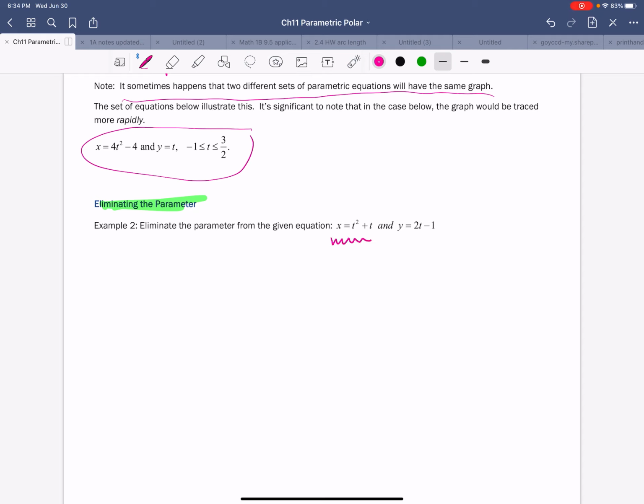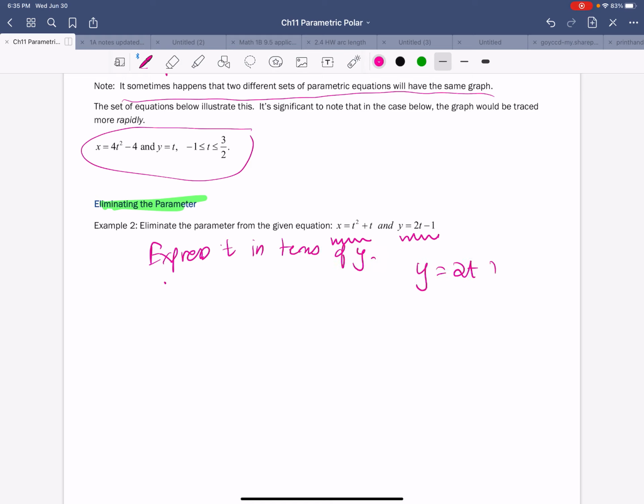So here x is equal to t squared plus t, y is equal to 2t minus 1. So eliminate t from y. In this case, it's easier to eliminate from y. Express t in terms of y. That's what we're going to do. Start by expressing t in terms of y.